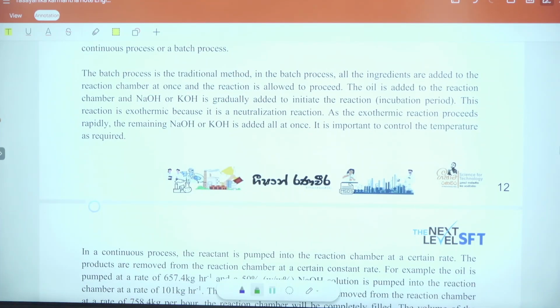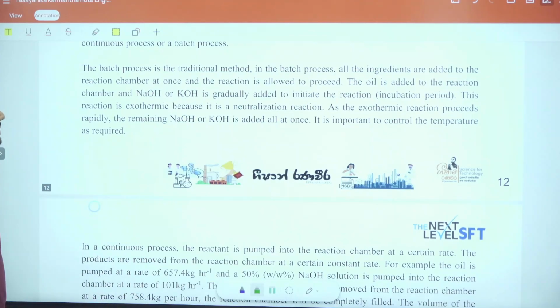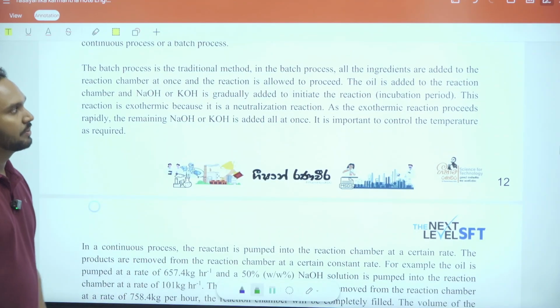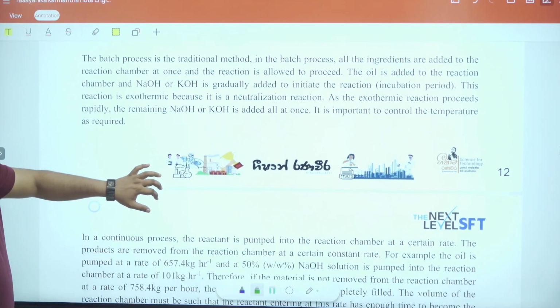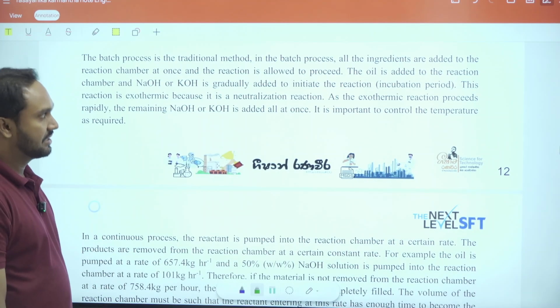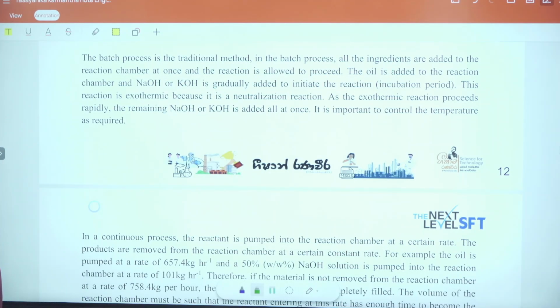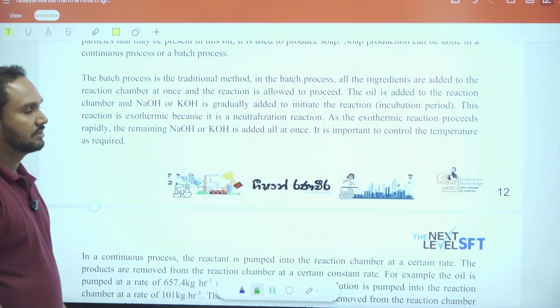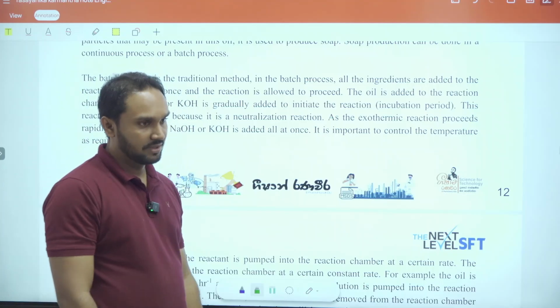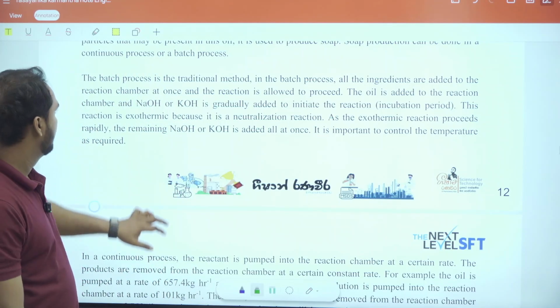The batch process is the traditional method. In the batch process, all the ingredients are added to the reaction chamber at once, and the reaction is allowed to proceed. The oil is added to the reaction chamber, and NaOH or KOH is gradually added to initiate the reaction. This reaction is exothermic because it is a neutralization reaction, right? The fatty acids are acids and NaOH is the base, so it's an acid-base reaction, so it's exothermic. So highlight those things.